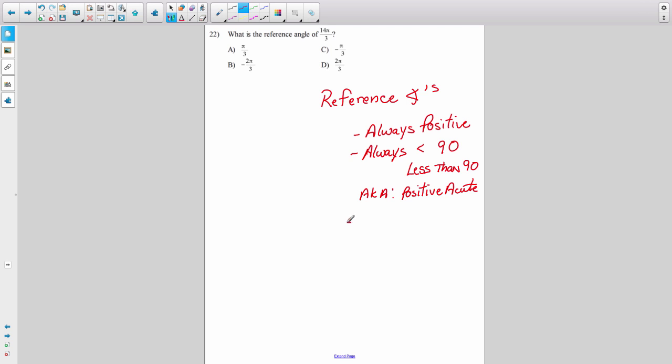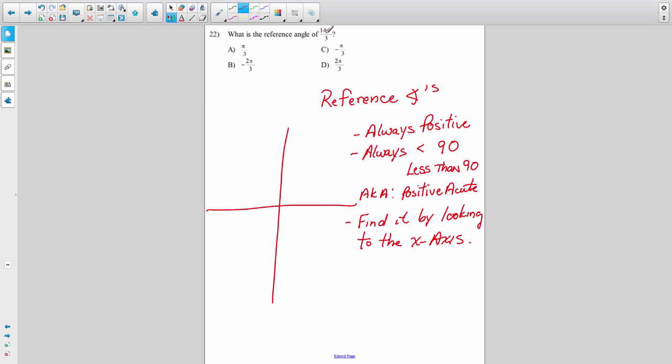And you find it by going to the x-axis only. So let's check this out. Let's draw an angle. The angle is 14 pi over 3. Okay, right there I hit a brick wall. I cannot graph 14 pi over 3. That's just not in my wheelhouse.